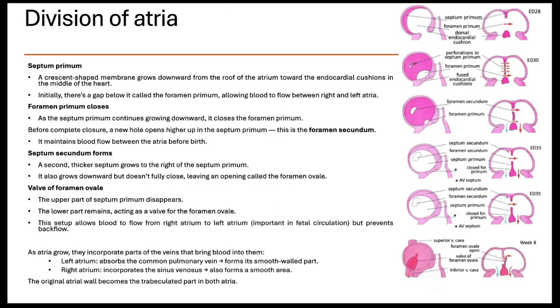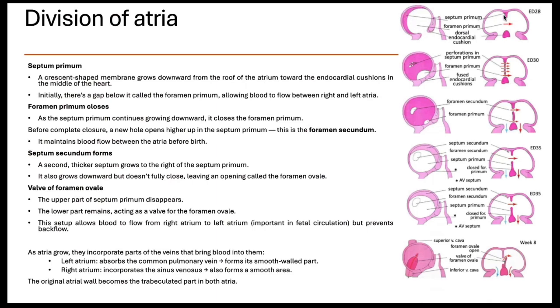So division of atria, this is a really important topic because it has a lot of things going on. Starting with the septum primum, you can see that this structure on this diagram is like a crescent-shaped membrane which grows from the roof of the atrium and starts approaching the endocardial cushion. So this is the endocardial cushion, and it starts growing from the roof towards here like this.